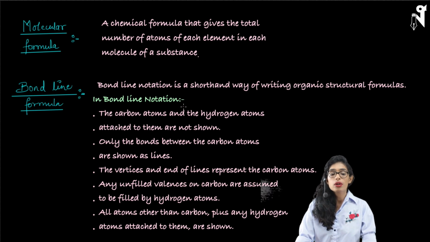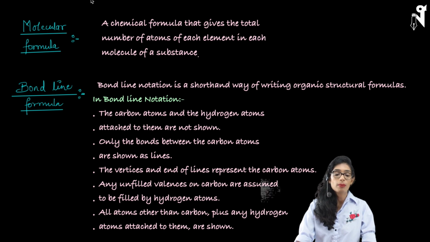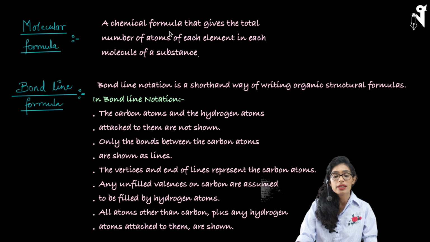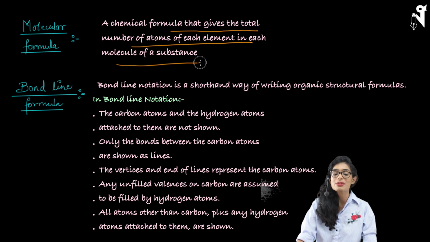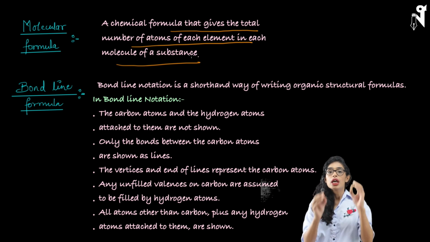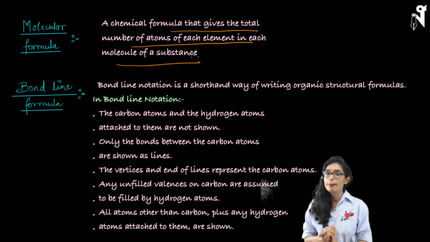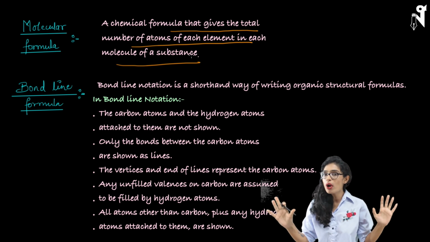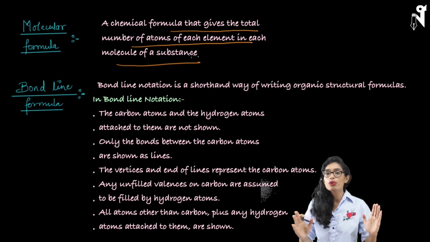Next, let's quickly talk about the molecular formula. Molecular formula is the one which gives the total number of atoms of each element in the molecule of the substance. That means we will be just counting the total number of atoms of each element and writing it together. So no bonding at all. We are not showing any kind of bond over here.